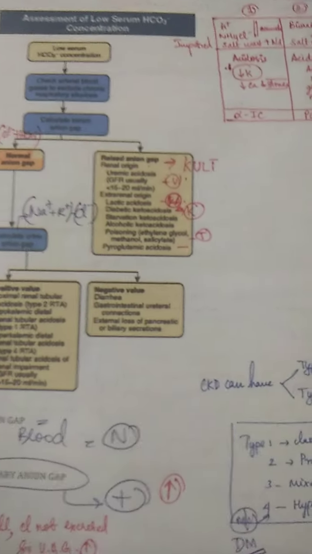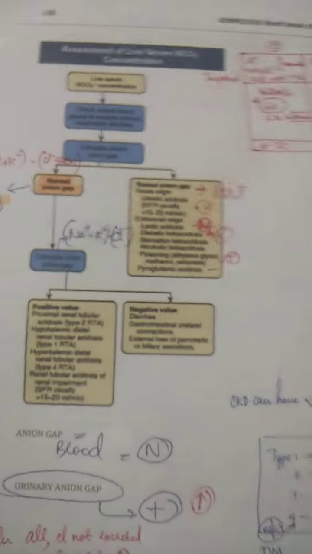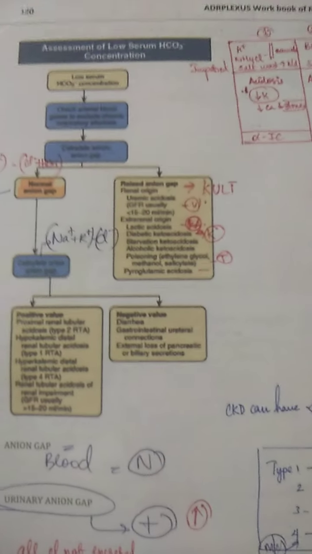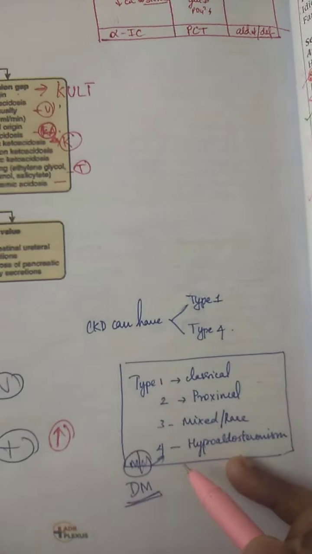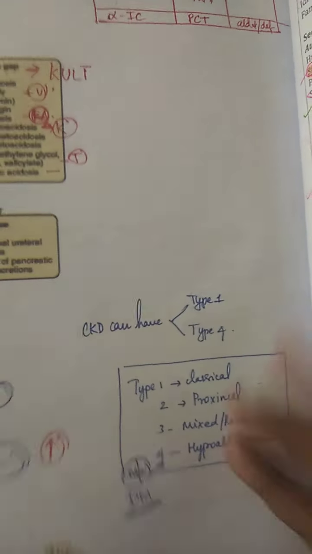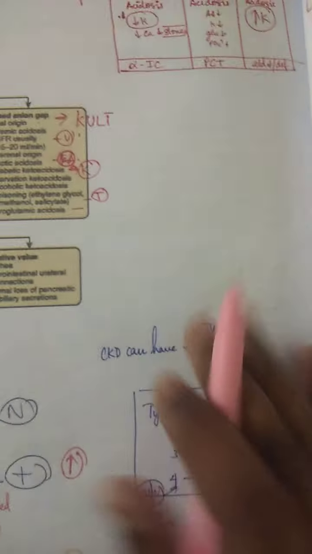Okay, so I'm going to tell the clinical features and then I'm going to go to the topic. That's how you understand. For the clinical features, there are three types: type 1, 2, and 4. Third is a mixed and rare type. Now type 4 is the most common type.